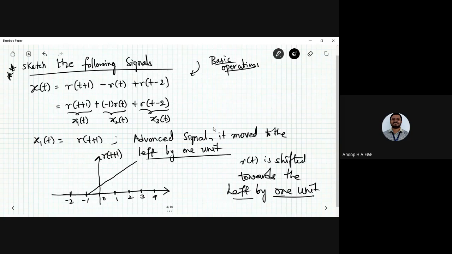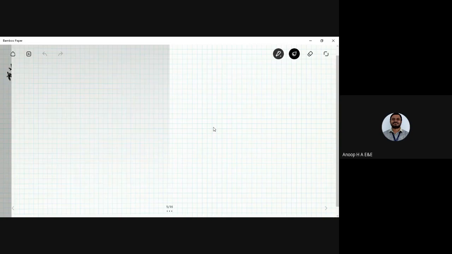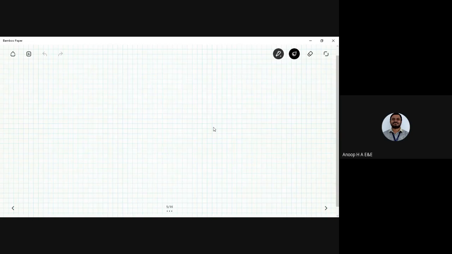Next one. So this is the x1 of t sketch that I've written here. Next, you are going to have the x2 of t. As I already told you, this is r of t. Both are entirely different, as I'm going to tell you. Minus 1 is being multiplied. If I multiply by minus 1, that would be amplitude scaling. Many of you have gone wrong when it comes to writing the assignments. Please be clear, amplitude scaling would be outside the independent variable.